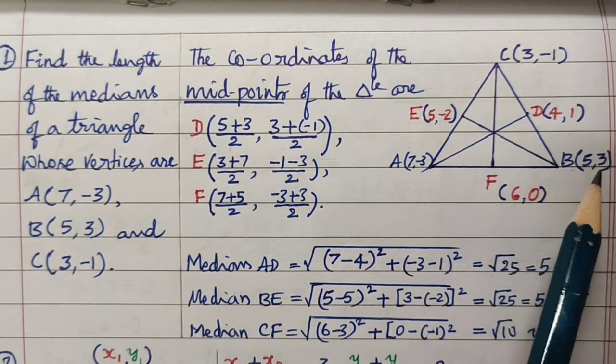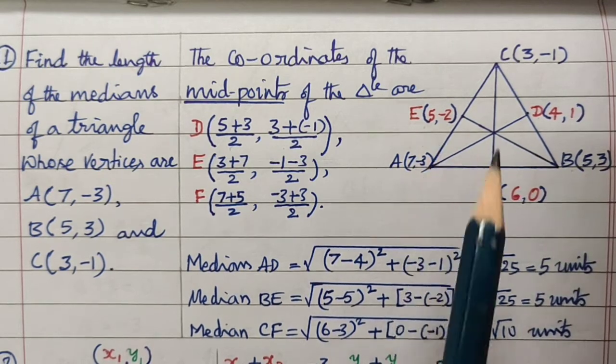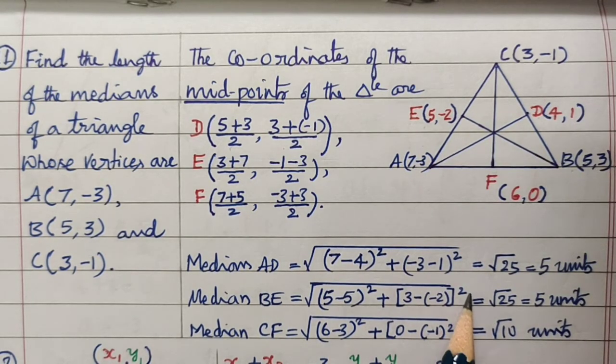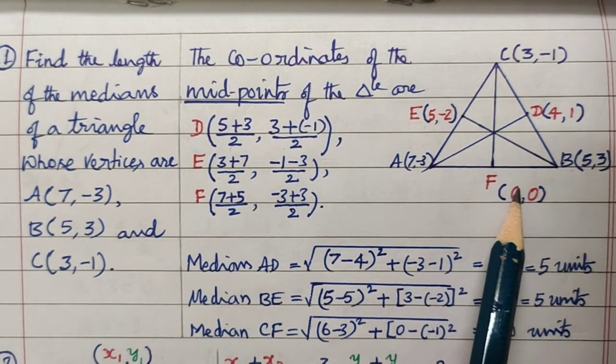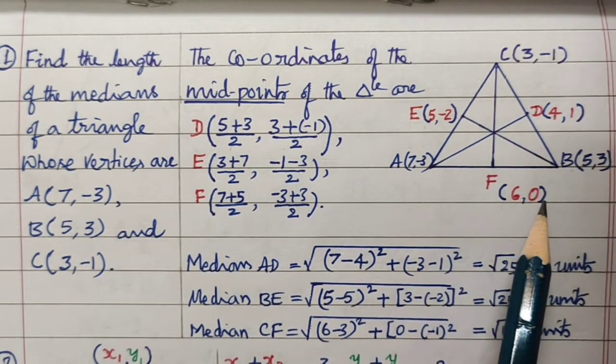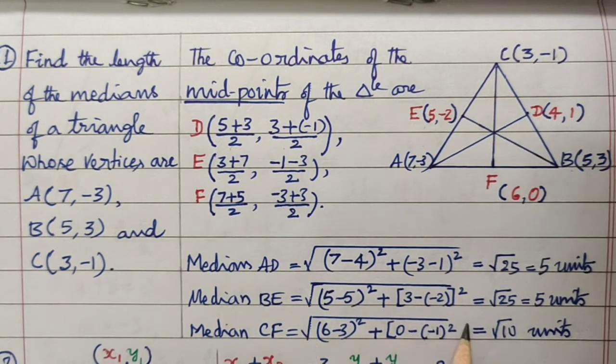Median BE is given by square root of 5 minus 5 whole square plus 3 minus of minus 2 whole square, that is 25. So the square root of 25 is 5 units. Median CF is given by 6 minus 3 whole square plus 0 minus of minus 1 whole square under square root sign, that will give root 10 units. So these are the values of median AD, BE and CF.